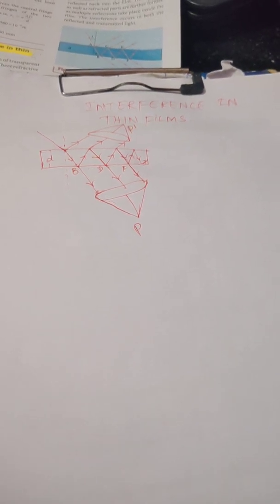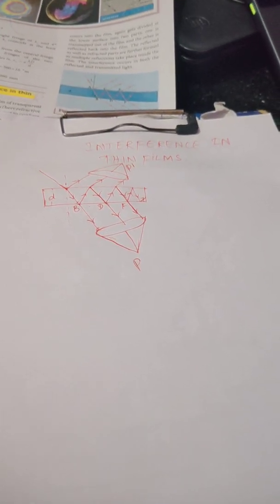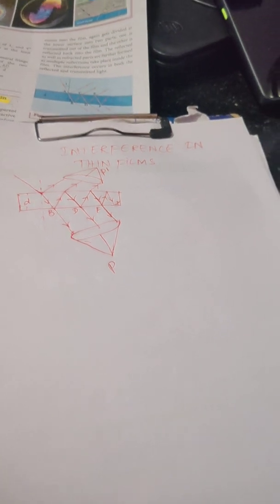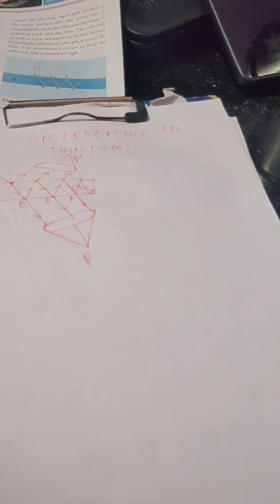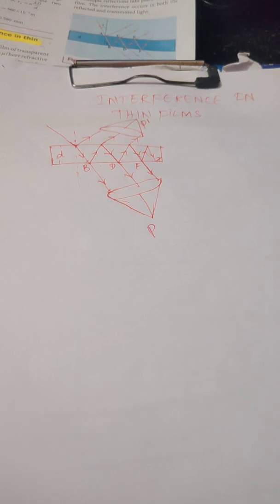The topic is interference in thin films. In the sixth chapter itself, we studied clearly the rarer medium to denser medium and the denser medium to rarer medium. From rarer to denser medium, the ray will bend towards the normal. From denser to rarer, the ray will bend away from the normal. This is what we studied in the sixth lesson.